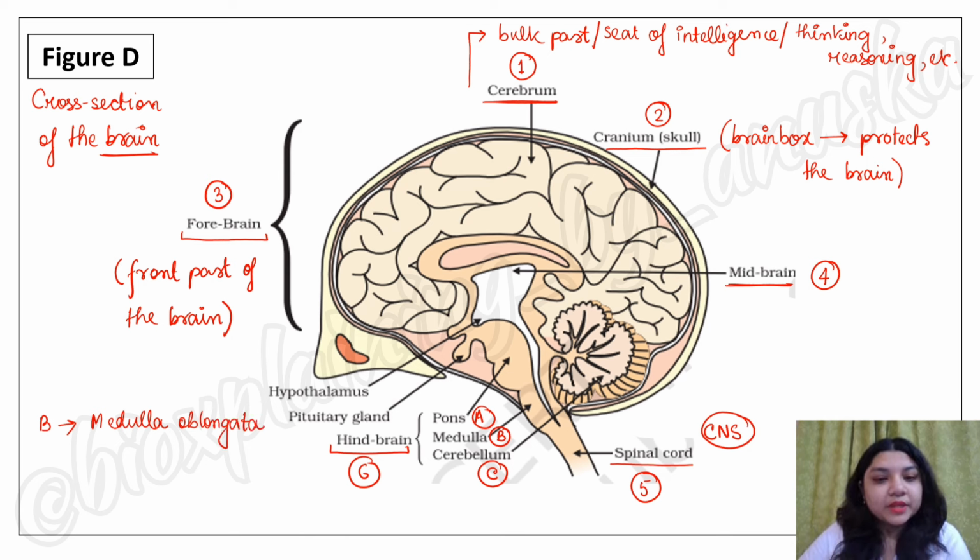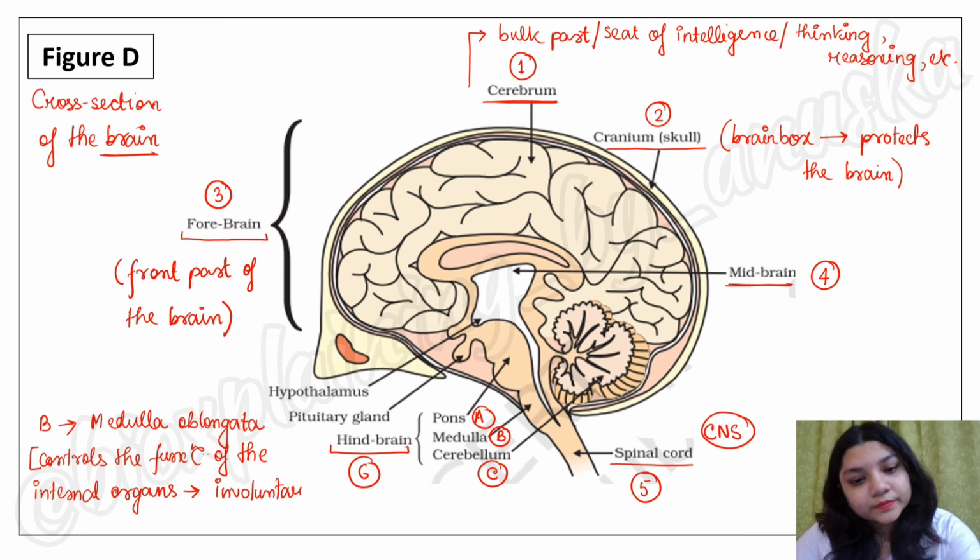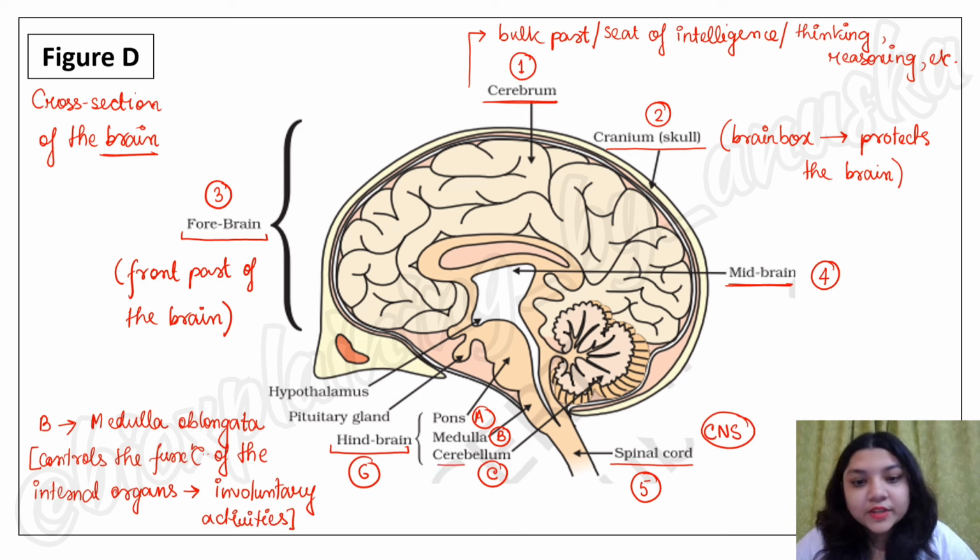Medulla oblongata is the structure which takes care of your involuntary activities, or controls the function of the internal organs. So basically it controls the involuntary activities of the body. And then you have the cerebellum.